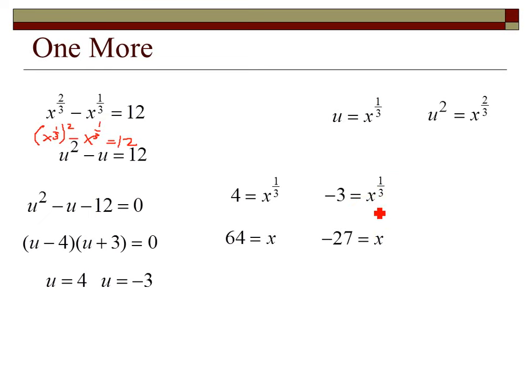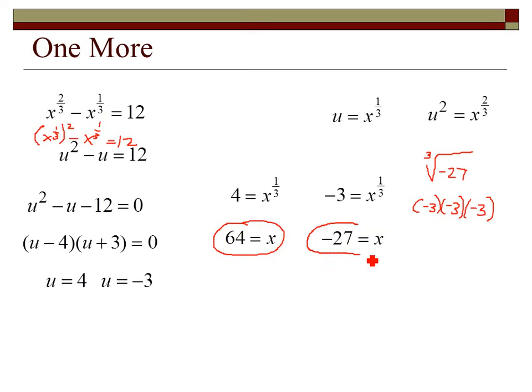Now it's important to realize that negative 27 raised to 1/3 is the same thing as the cube root of negative 27. This is not a question with i. I'm looking for a number multiplied by itself 3 times that equals negative 27. Well, if I do negative 3 times negative 3 times negative 3, that will give me negative 27. So cubing the negative 3 is not going to give us a wrong answer. So we end up getting both these answers, x equals 64 and x equals negative 27.